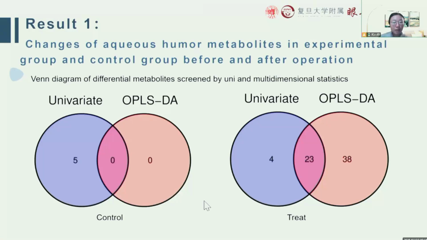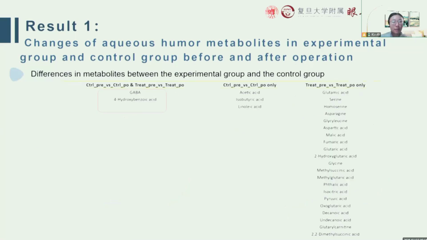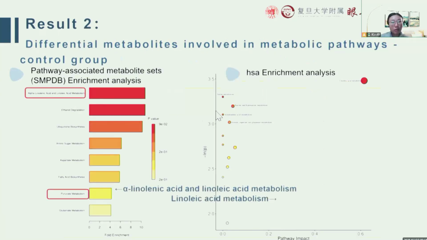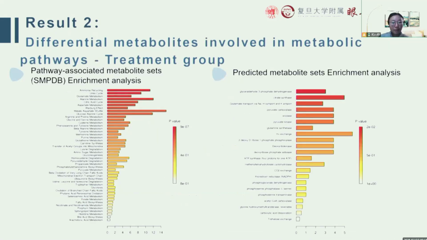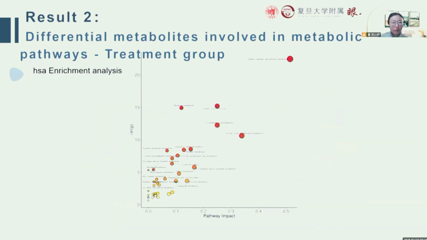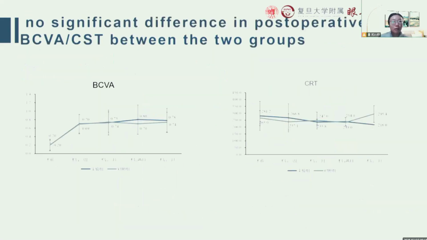And this is the Venn diagram of differential metabolites screened by uni- and multidimensional statistics. And we also found there are 2 common differential metabolites between these 2 groups. Next, we conducted pathway-associated metabolite enrichment analysis, and this is the result for the control group before and after surgery. And this is the result for the treatment group. However, there is no significant difference in post-operative BCVA and CST between these two groups.